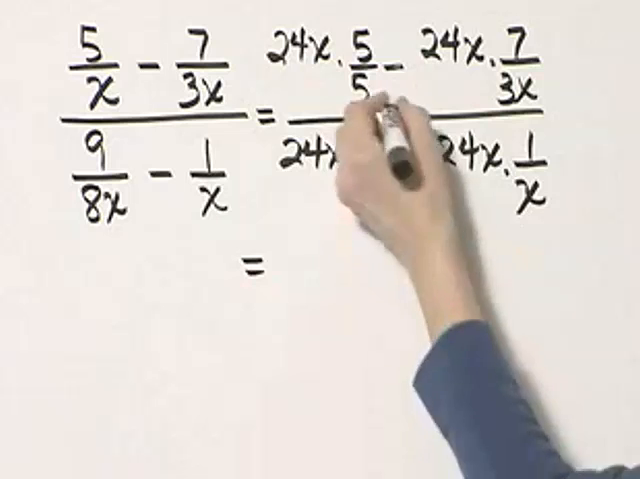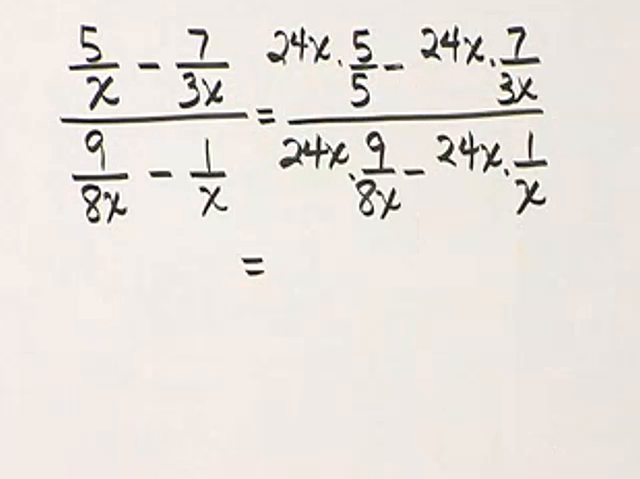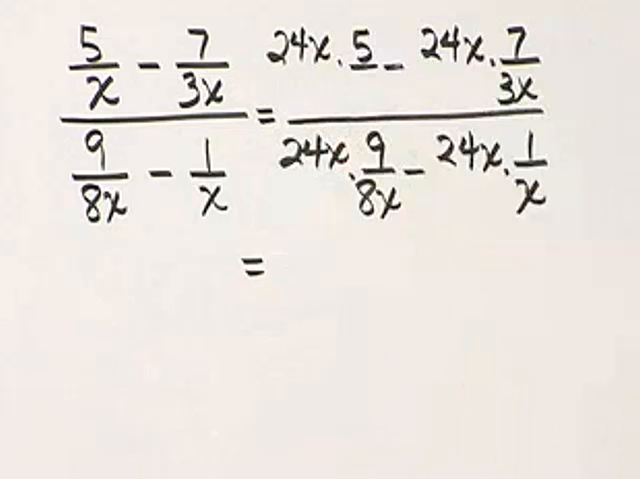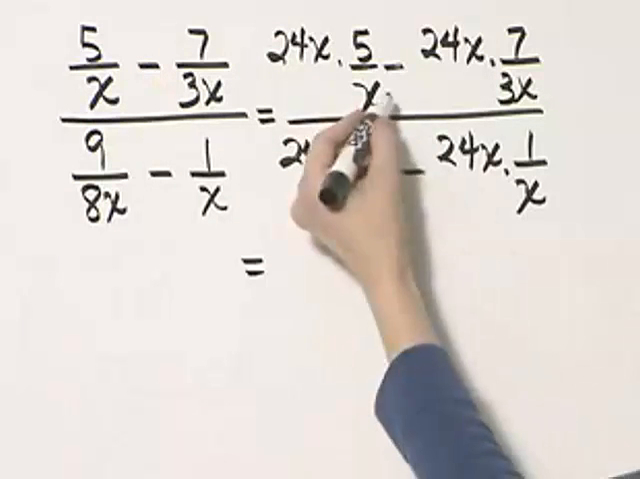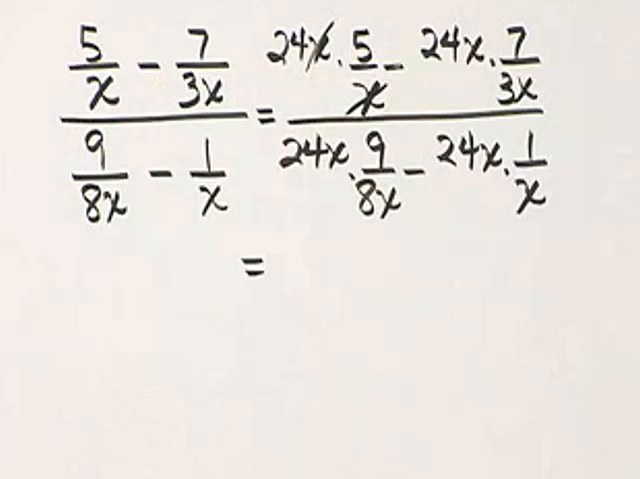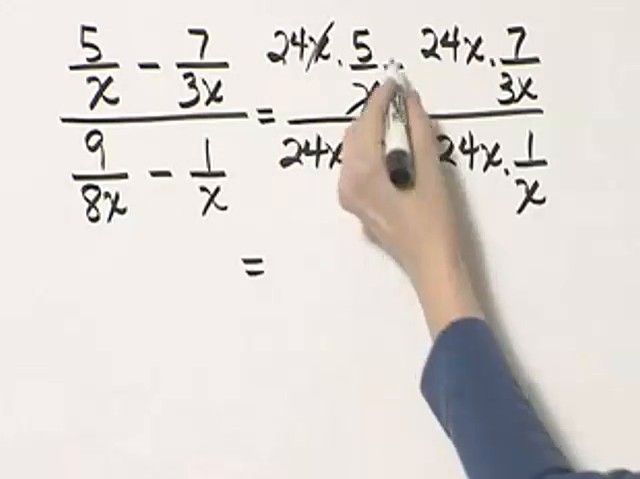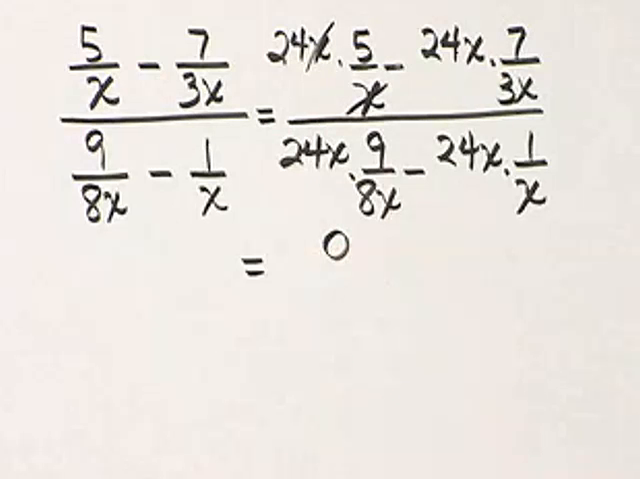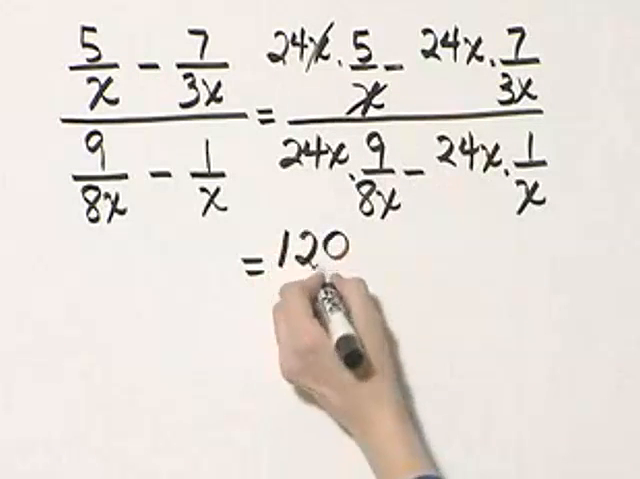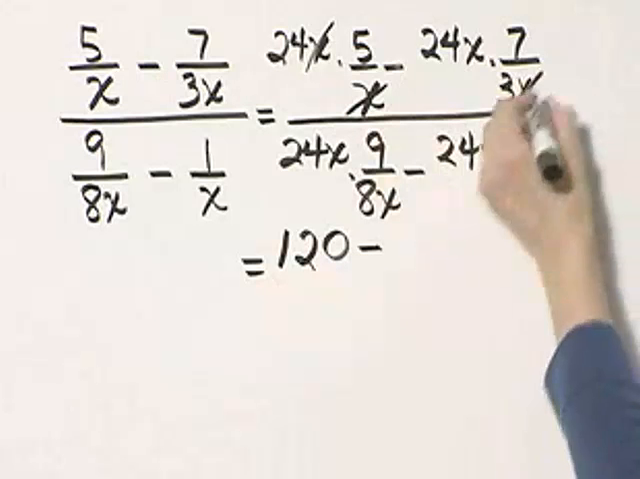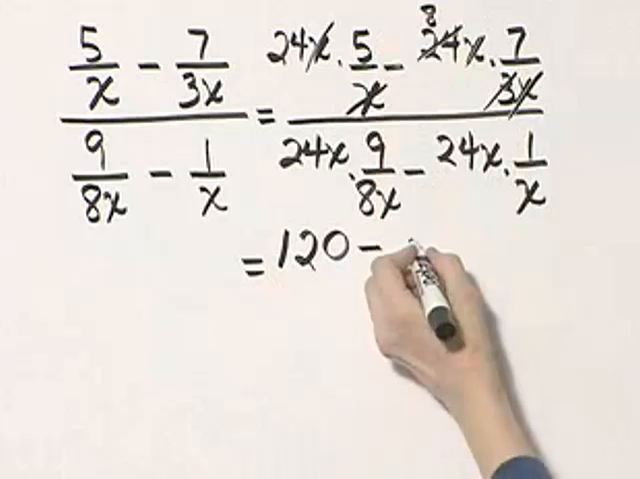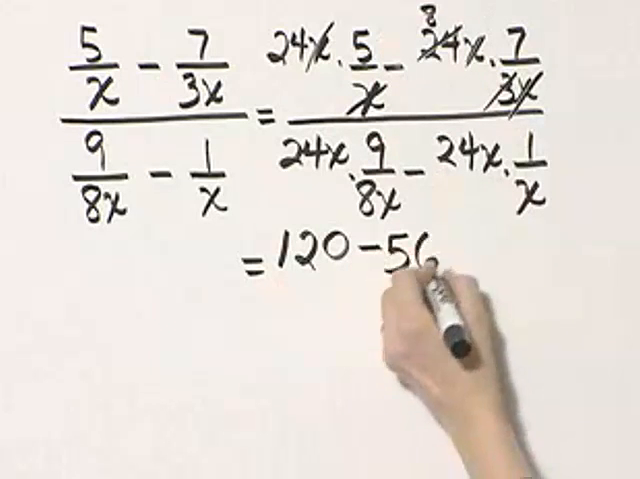And now let's simplify. One moment there, I wrote 5 over 5. Excuse me, that should be 5 over x. Now let's simplify. There's a common factor there of x, and I have 24 times 5. 5 times 4 is 20, so I'll write down the 0. Carry the 2. 5 times 2 is 10 plus 2, that's 120, minus. The x's divide out, and 3 divides into 24 8 times, and I have 8 times 7, or 56.